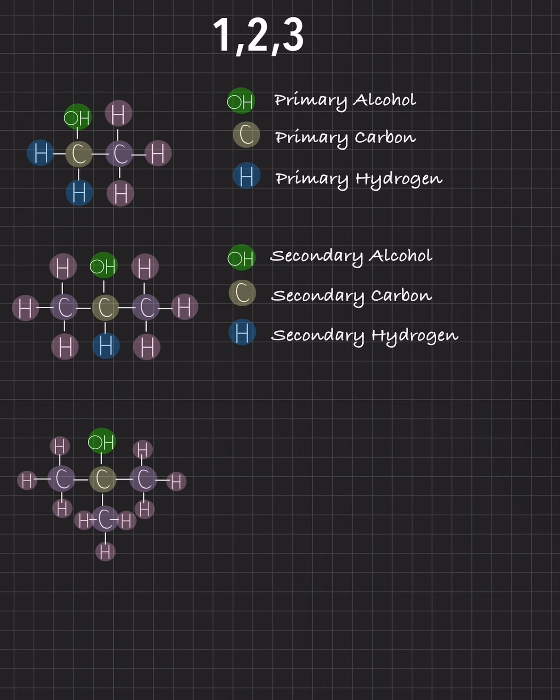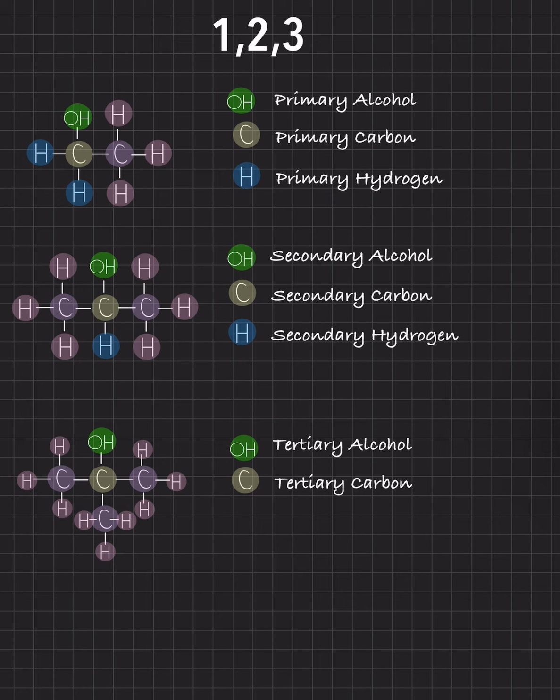Okay. Now notice in this last example, the yellow carbon is attached to three other carbons in purple. That makes that yellow carbon a tertiary carbon. And that makes that alcohol a tertiary alcohol. Now notice I don't have any tertiary hydrogen.